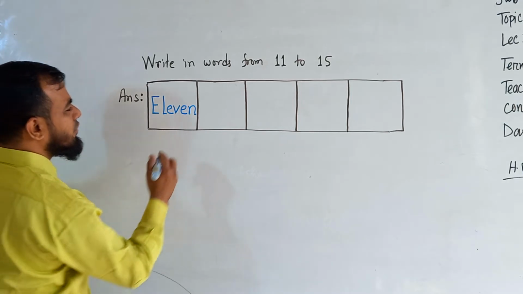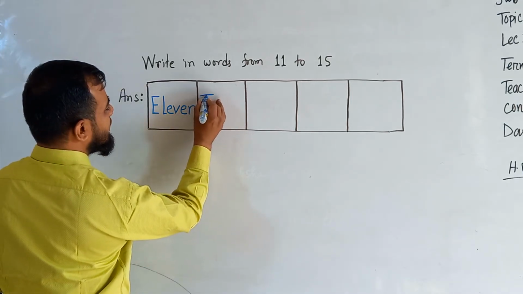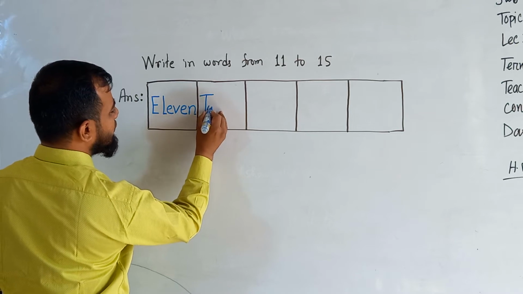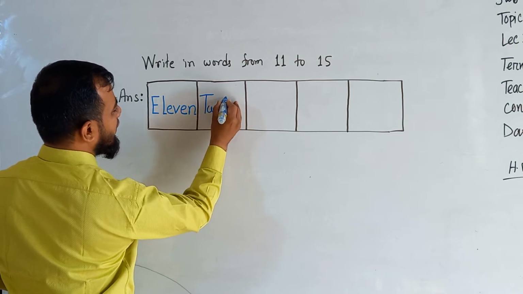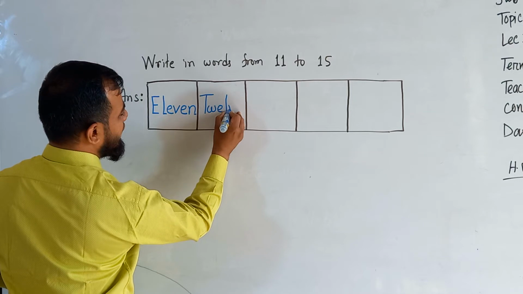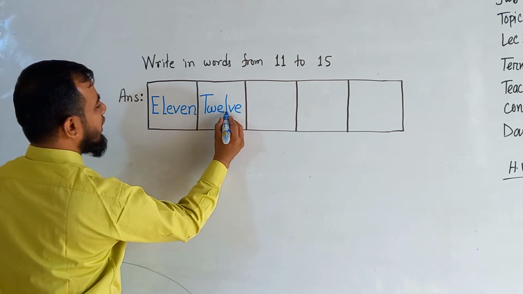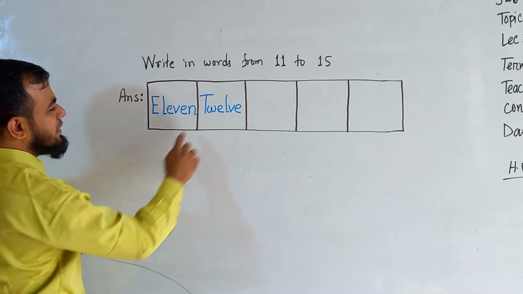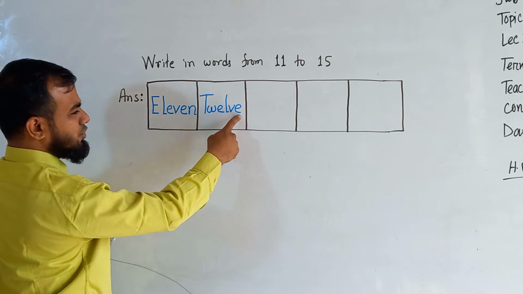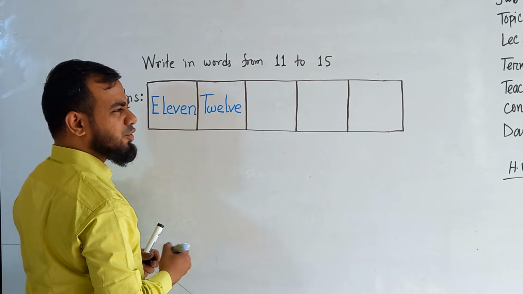And the spelling of 12 is T-W-E-L-V-E, 12. T-W-E-L-V-E, 12. After 12, the number that comes is 13.